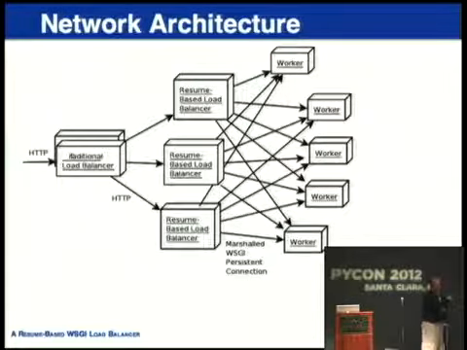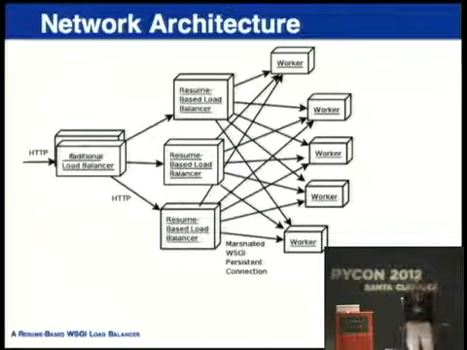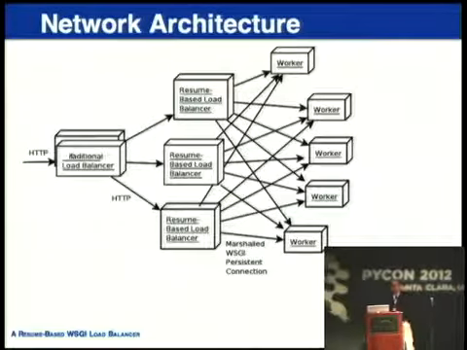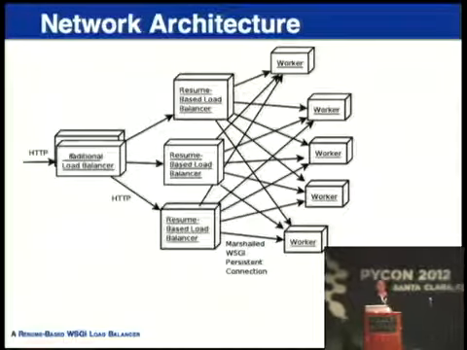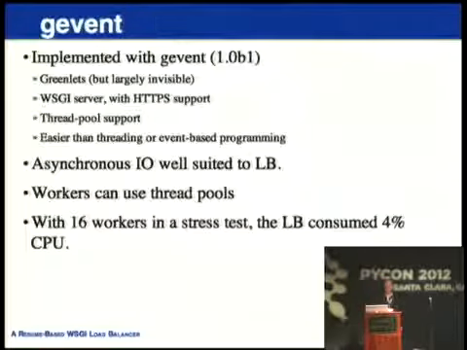So the resume-based load balancer is an HTTP server, and then it talks to the workers over a long-lived multiplexed connection, sort of in the same spirit as something like FastCGI, except it's marshaled WSGI environments going over the wire and marshaled WSGI responses coming back over the wire. And again, that's multiplexed, so there can be multiple requests in flight with a particular worker. This is implemented with gevent.